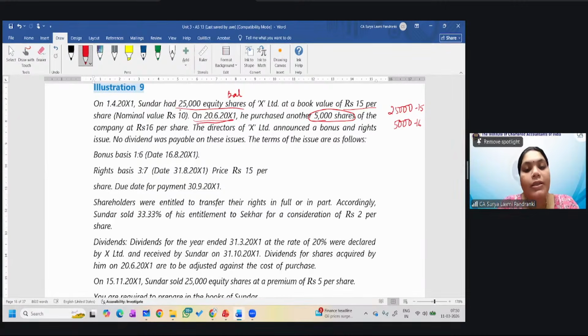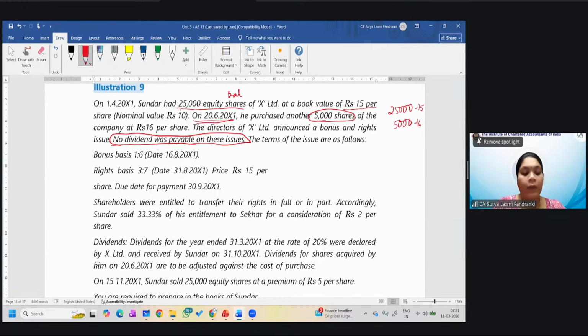The directors of X Limited have announced a bonus and a rights issue. And no dividend, this is very important, no dividend was payable on these shares. Which means if they declared a dividend, that dividend will not be paid on the bonus and rights issue. So only on the shares you have generally purchased will you get dividend. You will not get dividend on the bonus and the rights issue.